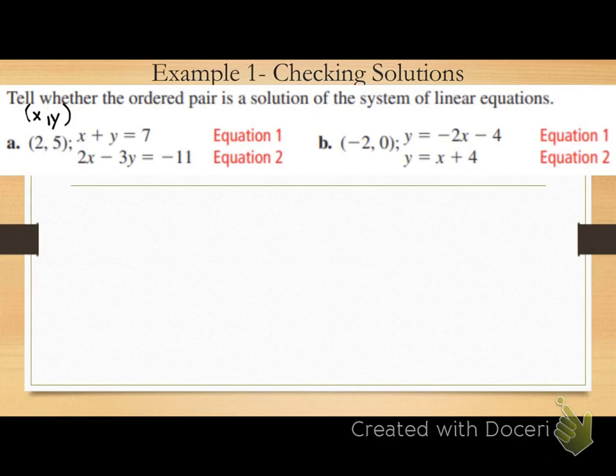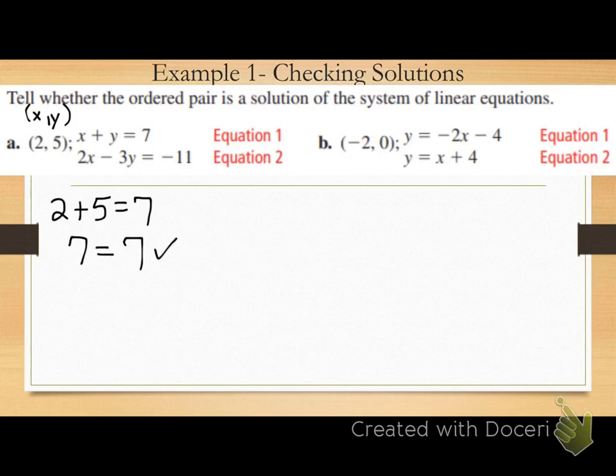So we'll plug it into x plus y equals 7 first. Replace my x with 2. Replace my y with 5. And now I'm working down both sides of the equation to see if I get a true statement or a false statement. On the left side, to simplify, I'm going to do 2 plus 5. What's 2 plus 5? 7. Is there anything else I need to do to the right? No, the right is simplified as far as it'll go. 7 equals 7. Is that a true or false statement? True.